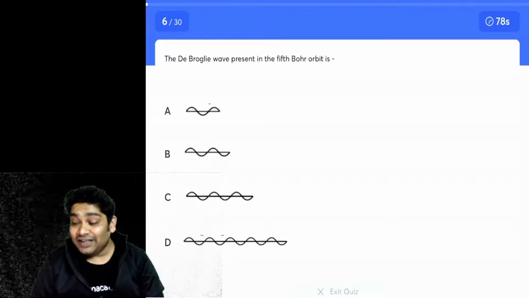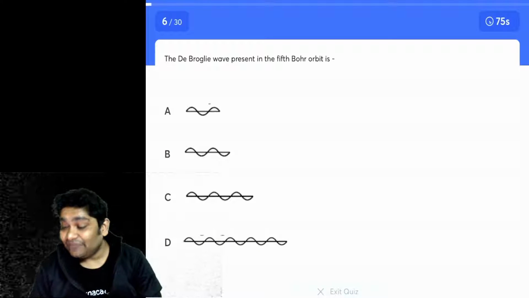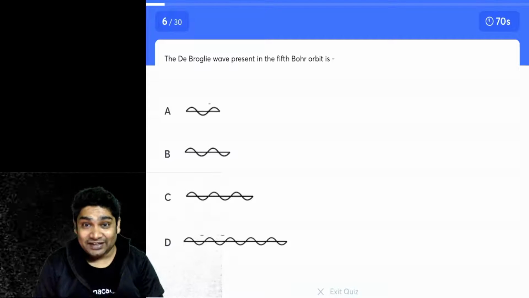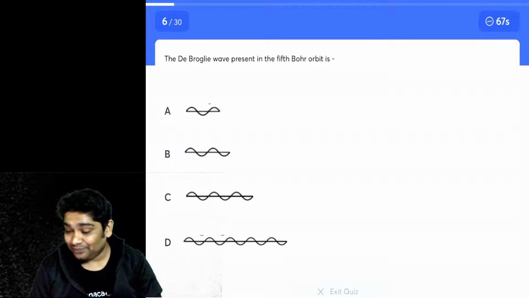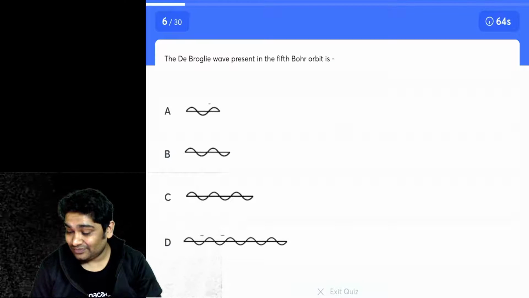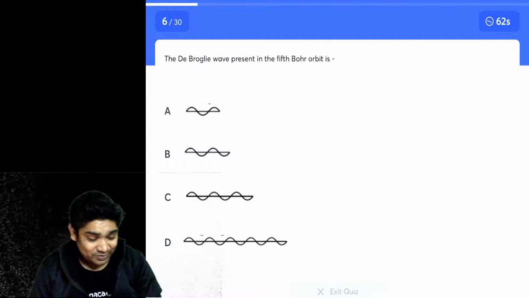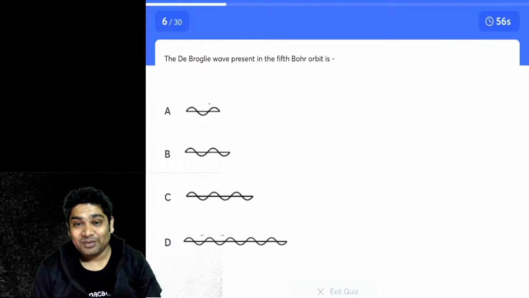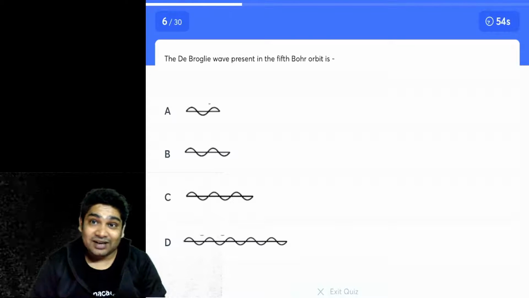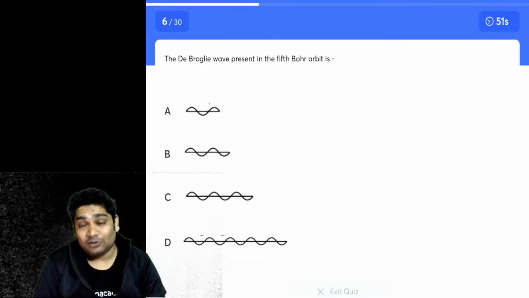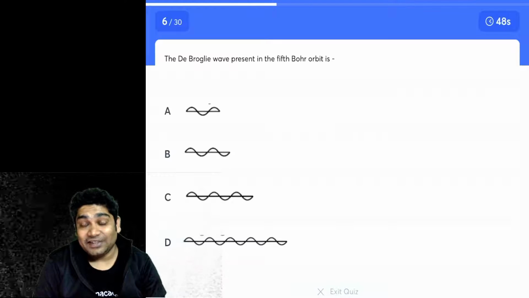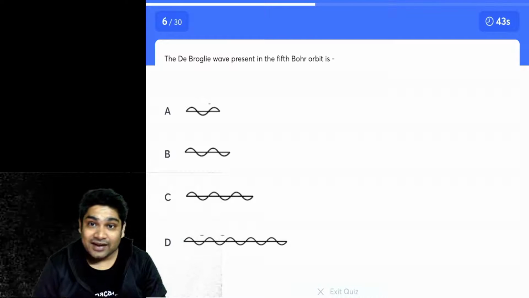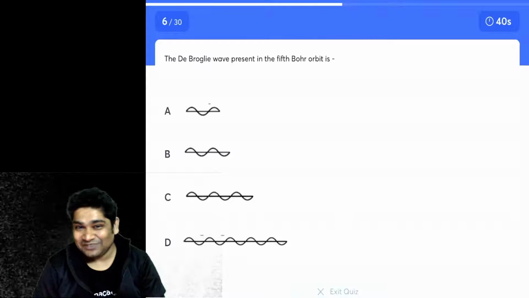Let's move on. De-Broglie wave present in the fifth Bohr orbit is. Which one of the following represents the De-Broglie wave present in the fifth Bohr orbit? Okay, this should be easy. So if you remember your Bohr's model, you should be able to figure out which of the following electron waves would be present in the fifth Bohr orbit. Okay. Hint: wave A is not even possible.